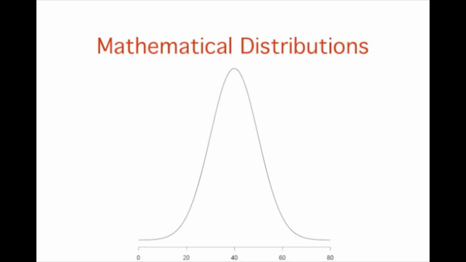The y-axis in the normal distribution represents the probability density. Mathematical distributions, such as the normal distribution, are called probability density functions. As you can see, the distribution is denser in the middle than at the tails.